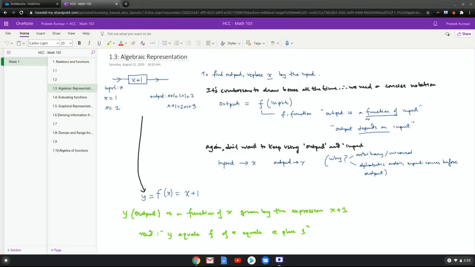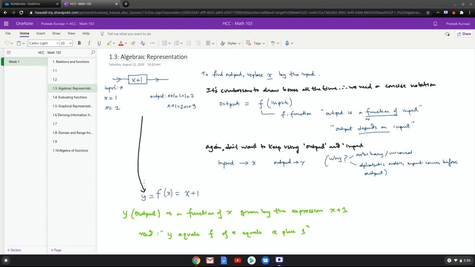All right, in this video, we're going to look at ways of representing the function algebraically and then working on those functions. So continuing with our box approach, let's say there is a function given by x plus 1, where x represents the input. If x is 1, then the output becomes x plus 1, which is 1 plus 1, 2. When x is 2, the output is 2 plus 1, which is 3.